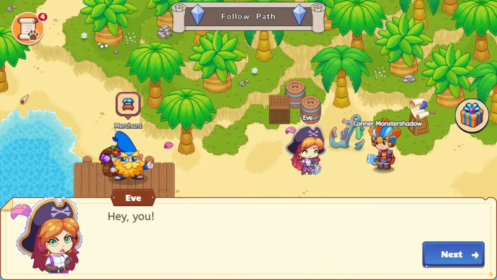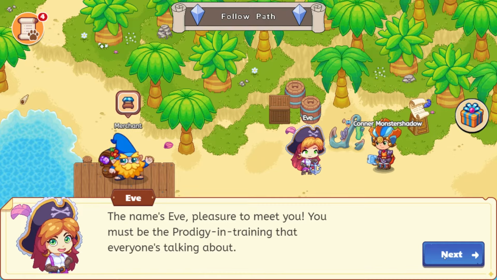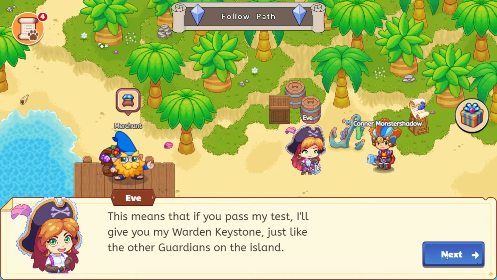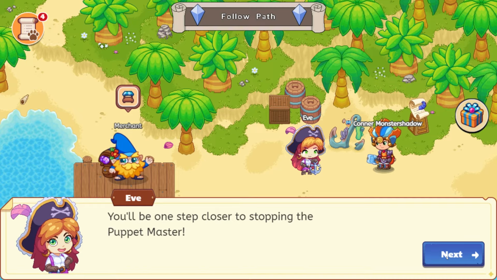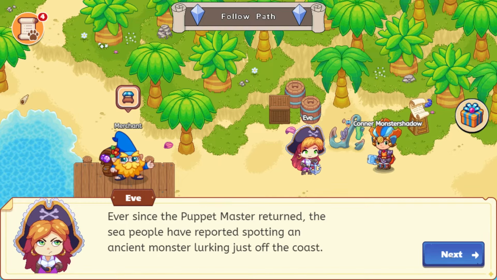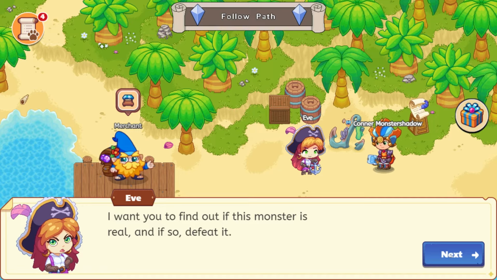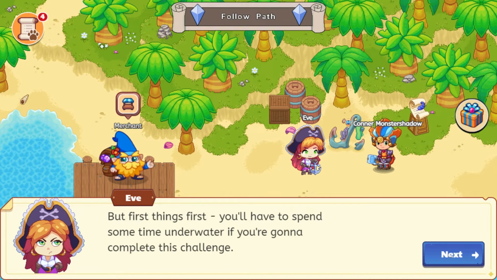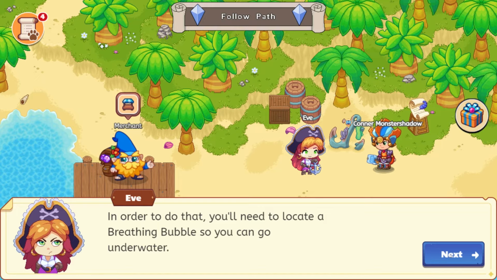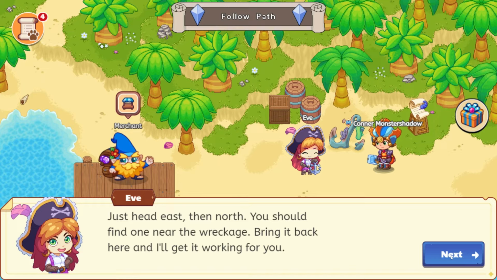Hey, you! Hey, Eve, how are you? The name's Eve. Pleasure to meet you. Pleasure to meet you too. You must be the prodigy in training that everyone's talking about. We're doing our best. This means that if you pass my test, I'll give you my Warden Keystone, just like the other Guardians on the island. That is awesome. You'll be one step closer to stopping the Puppet Master. Sounds great. Ever since the Puppet Master returned, the sea people have reported spotting an ancient monster lurking just off the coast. I want you to find out if this monster is real, and if so, defeat it. You've got it, Eve. We will do our best. But first things first, you'll have to spend some time underwater if you're going to complete this challenge. Sounds good. Let's head on under. In order to do that, you'll need to locate a breathing bubble so you can go underwater. All right. Just head east, then north. You should find one near the wreckage. Bring it back here and I'll get it working for you.